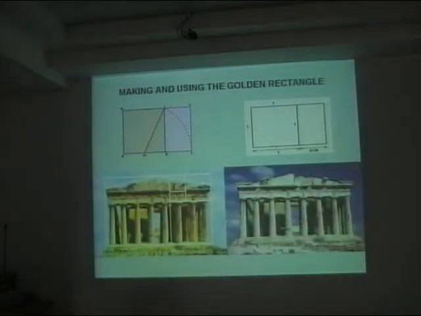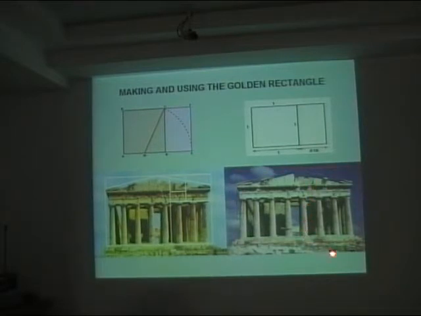All right. What's this a picture of? Of the Parthenon. Right. The Parthenon, if you make a rectangle around it, is guess what? Golden. A golden rectangle. So the facade of the Parthenon is a golden rectangle.